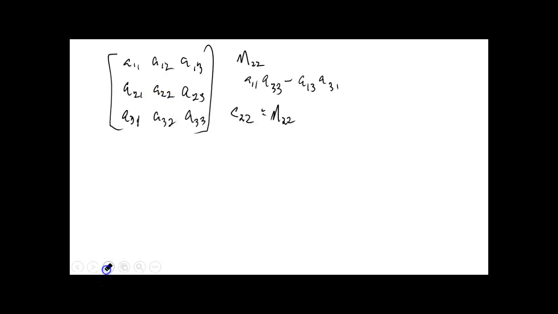Another entry, 2, 3. Okay, this one. What's the first thing we're going to do? Right, about the second row in the third column. That's the one you said, 2, 3, right? Okay, and then what do you do? What is the minor for 2, 3? A11, A32, minus A12, A31. Okay, what's the cofactor for 2, 3?